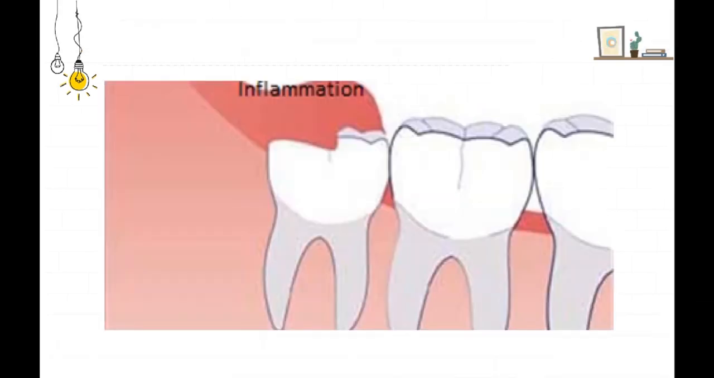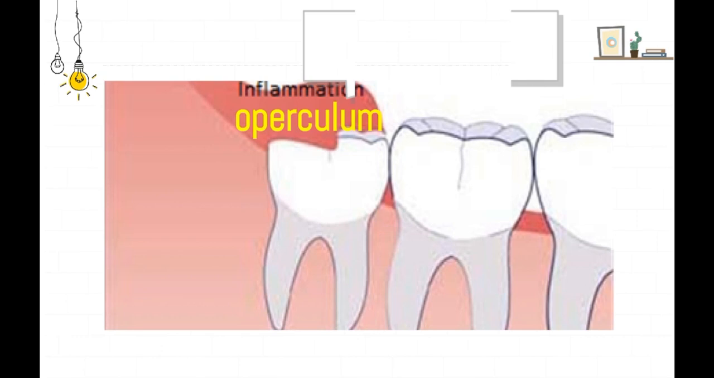Let's see its clinical representation. Though pericoronitis can be seen in any tooth, it is most common in the mandibular third molar. You can see the unerupted mandibular third molar and the overlying gingival tissue, the inflammation of gingival tissue. It's the classical representation of pericoronitis. The periodontal flap overlying an unerupted or partially erupted tooth is called operculum. So pericoronitis is also known as operculitis.